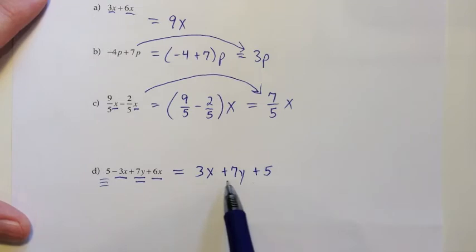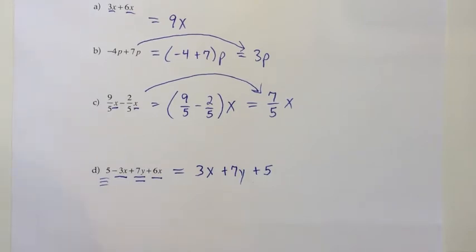Sometimes there's a temptation to combine these, like 3x plus 7y is maybe 10xy or something. But if you have 3 chairs plus 7 tables, you can't say you have 10 table chairs. So when they're a different type of thing, you cannot add them together.